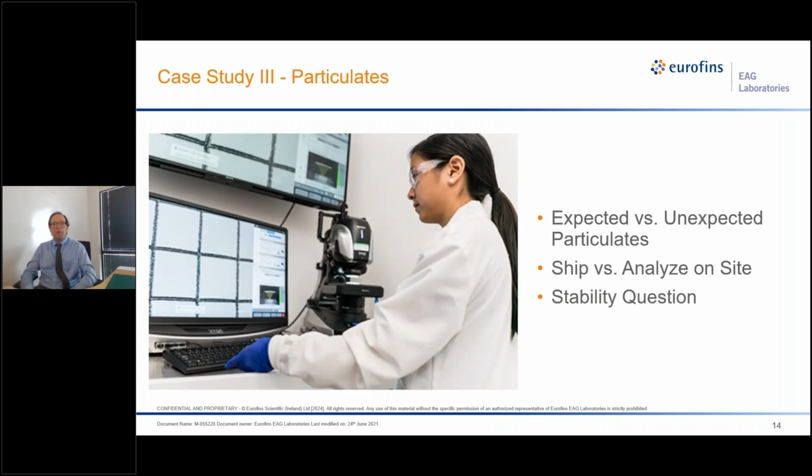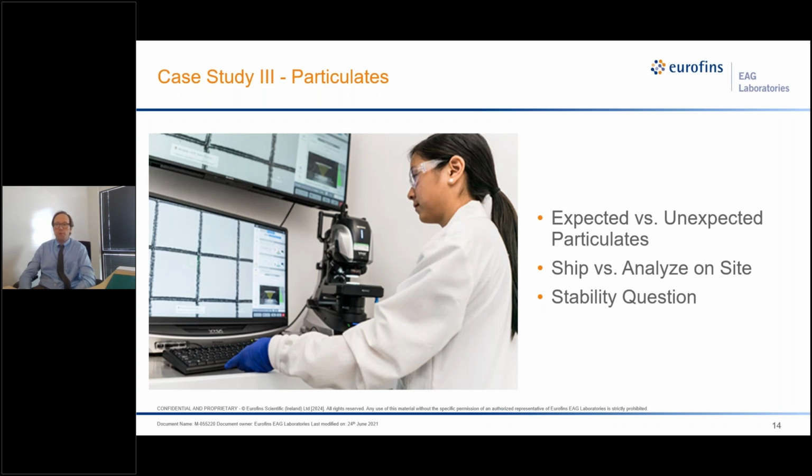So real quick, before we wrap it up, I'd just like to touch on particulates. There are expected particulates and there are unexpected particulates. A good protocol should address this, and if you know that there may be particulates, you should definitely bring it up in your study design to the analytical team as well as the toxicologist.